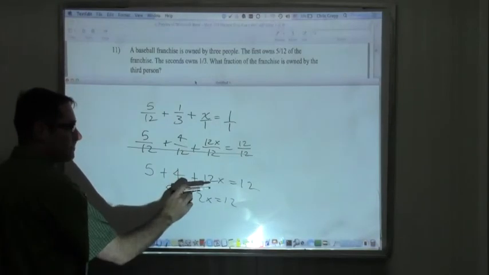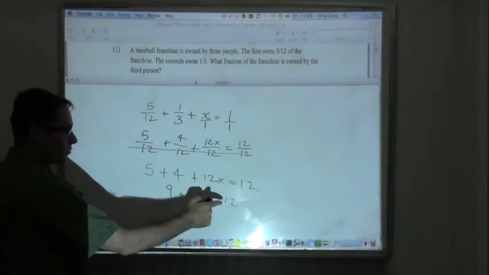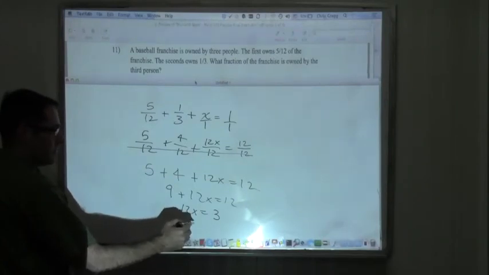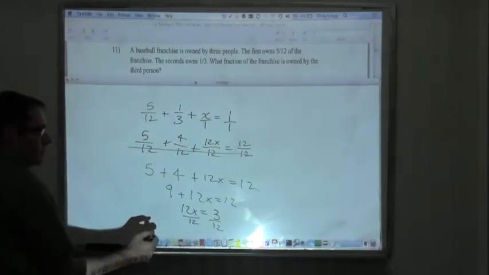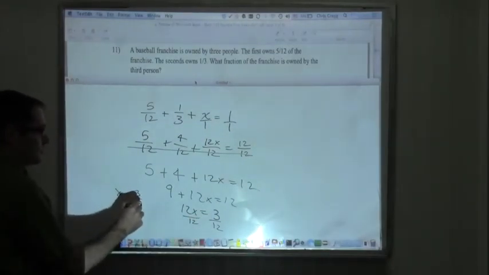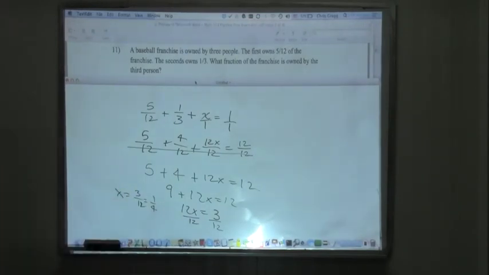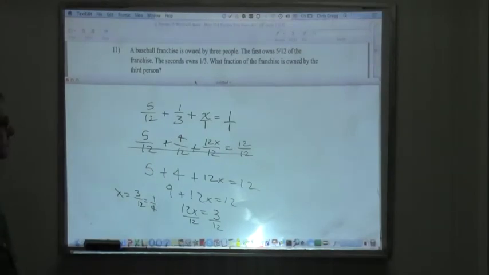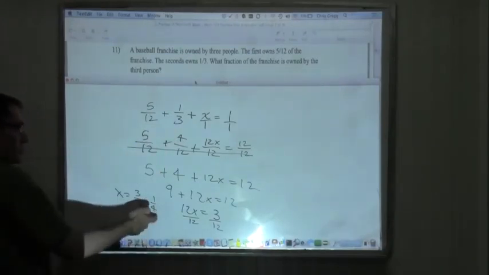What did you say? Yeah, 12x equals 12 minus 9, or 3. 12 minus 9 is 3. Divide by 12, so you get 3/12. X equals 3/12, or 1/4 of the team. If you look, 5/12 and 1/3 actually adds up to 3/4, because 9 twelfths is what you start with, which is 3 fourths. So the other person owns 1 fourth of the team.